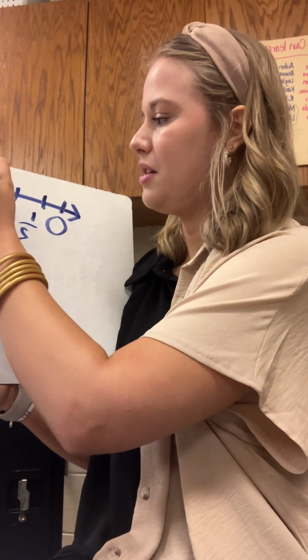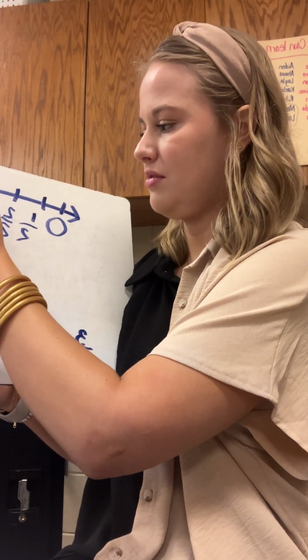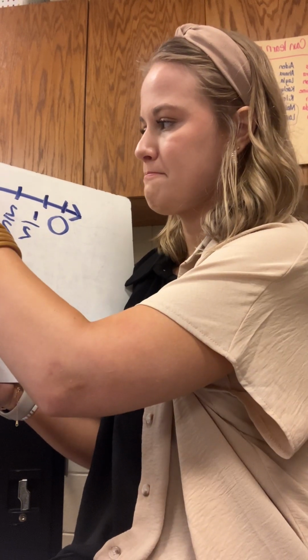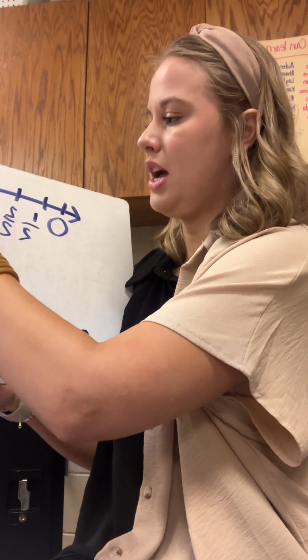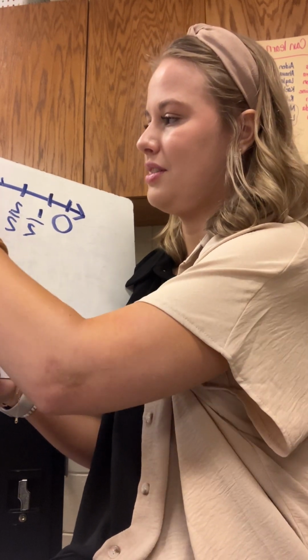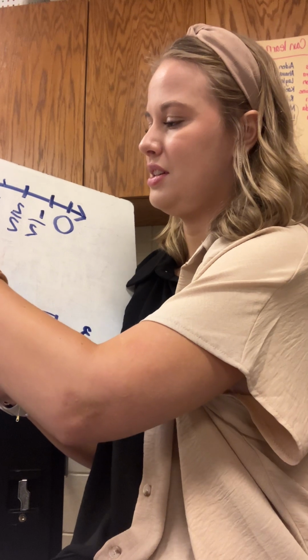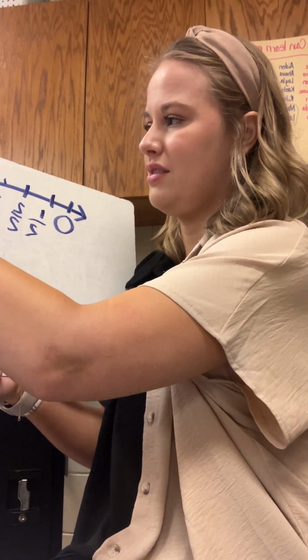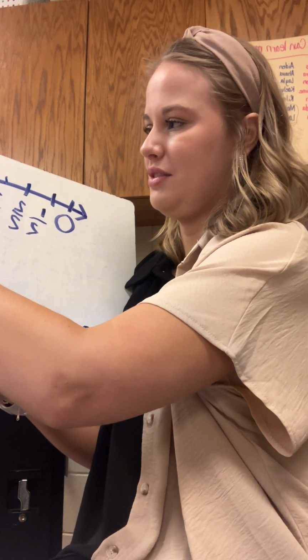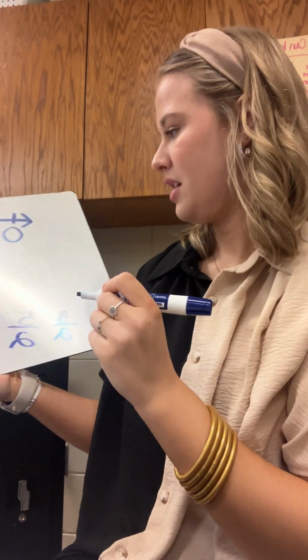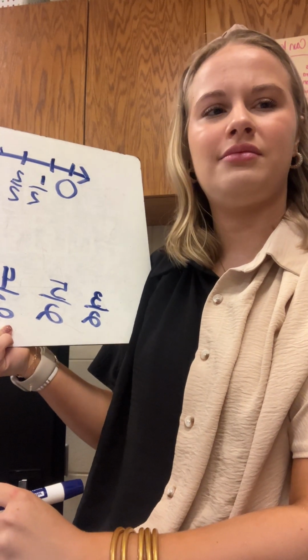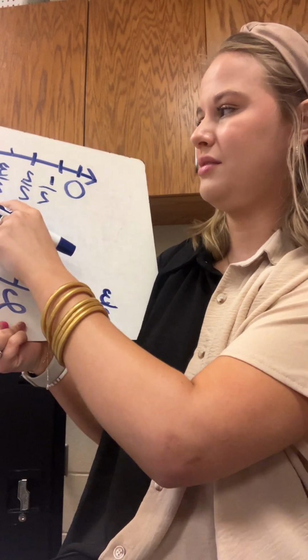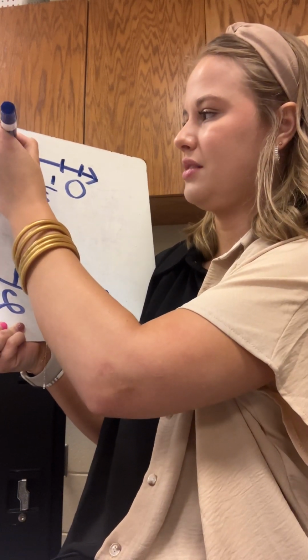And 3 halves. Y'all count with him. Come on. 4 halves. What's after 4? 5 halves. Keep going. 6 halves. Let's do one more. And 7 halves. Good. Where's our 3/2 at? Right here. And two halves.